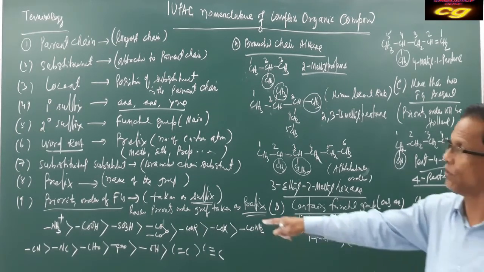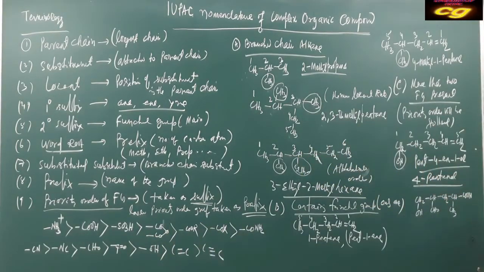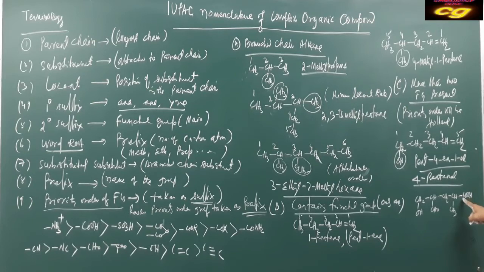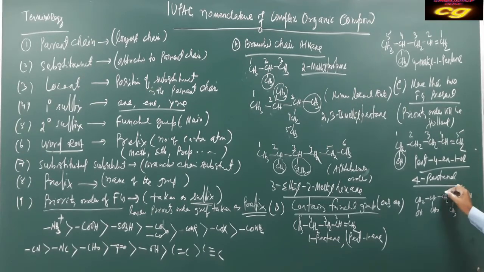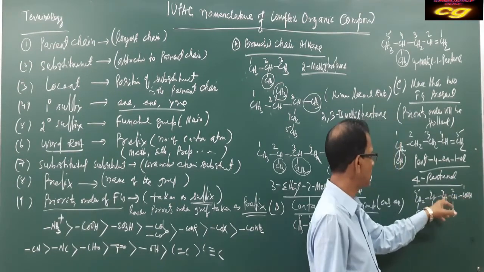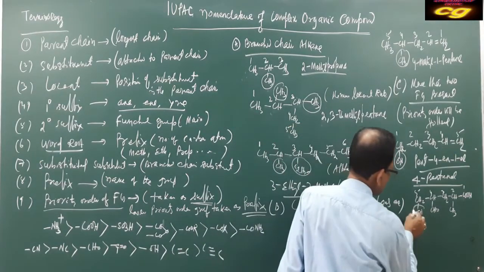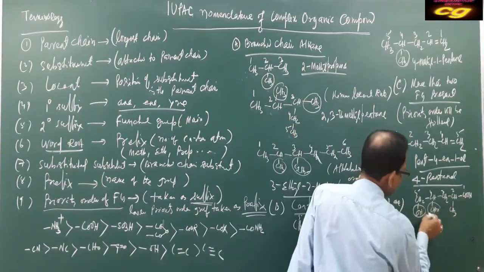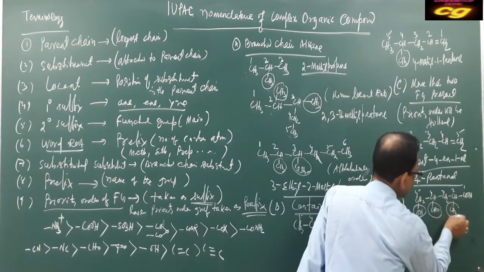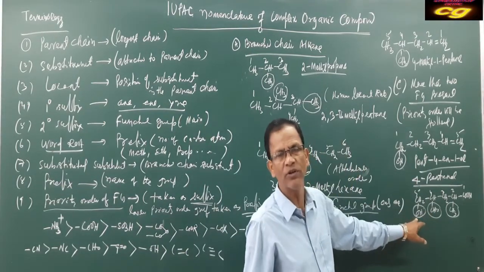The rule is we have to follow the priority order. The higher priority group will be taken for the suffix, so the locant should be minimum. So you can start from here. As these contain carbon, so 1, 2, 3, 4 and 5. This is the parent chain. Then what are the substituents? Your substituents are the OH group, the CHO group, and methyl. So three substituents, because they will not be considered as a suffix, they will be considered as prefixes.